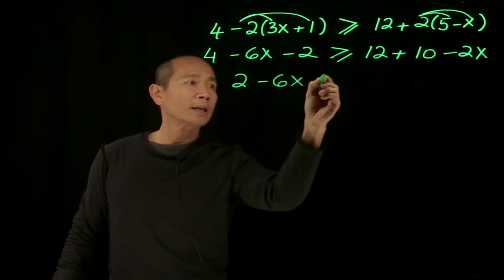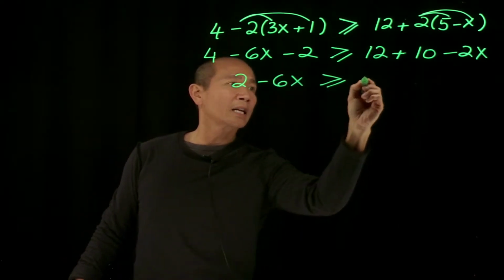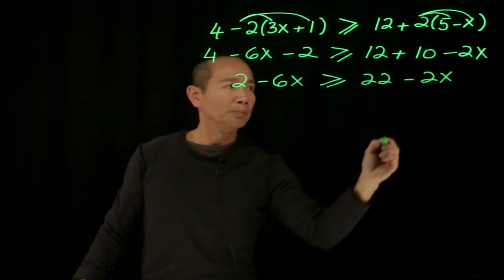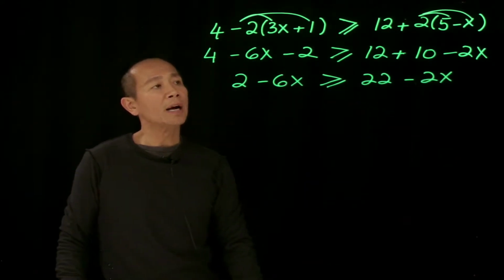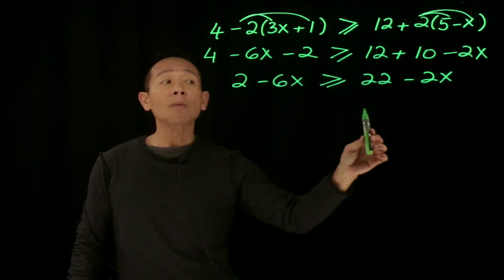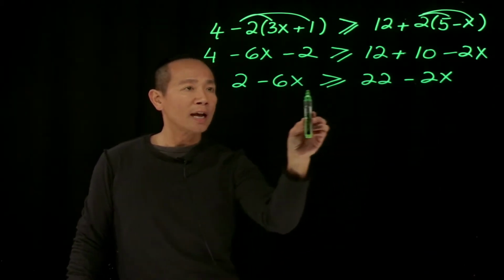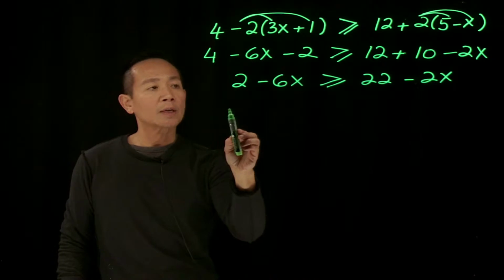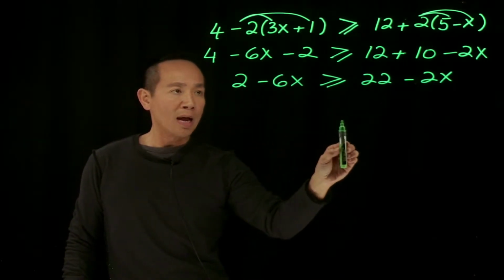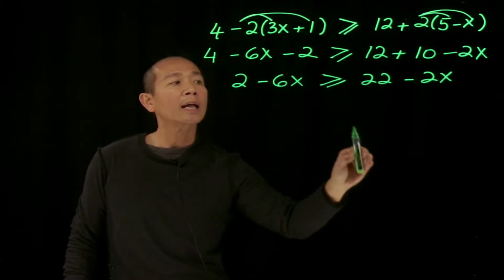-6x greater than or equal to 12 plus 10, 22, minus 2x. Now, you want to solve for x, so we want to isolate x to one side of the inequality. I ask you to gather all the x terms to the left because we want to read the answer from left to right. So we have x on this side, and this would be the answer.